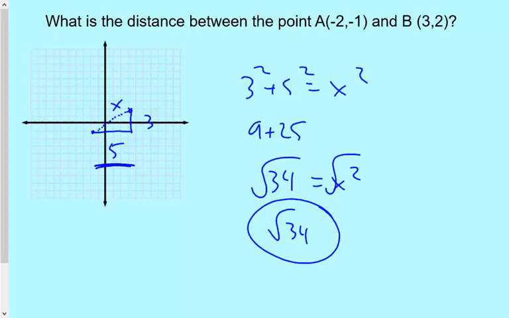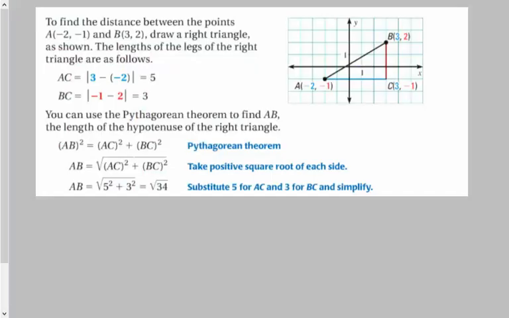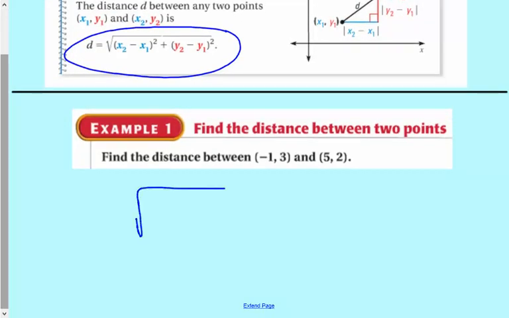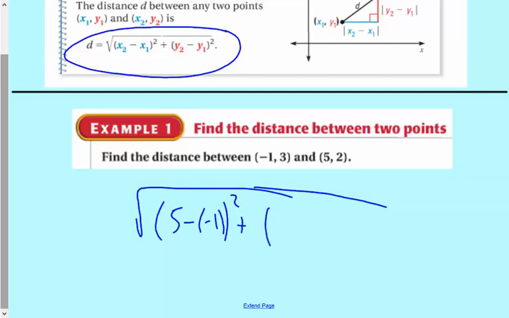We subtracted the x values, subtracted the y values, squared each one individually, so 3 squared and 5 squared, added them together, and then took the square root. So that's basically what the distance formula is. I'm going to show you guys some examples here. We're going to take our x values, and it doesn't matter the order, 5 minus -1 squared. You could do -1 minus 5 and then squared. You're going to get the same answer. So don't worry about which one's x1 and which one's x2. Just subtract the 2 x values. It doesn't matter.